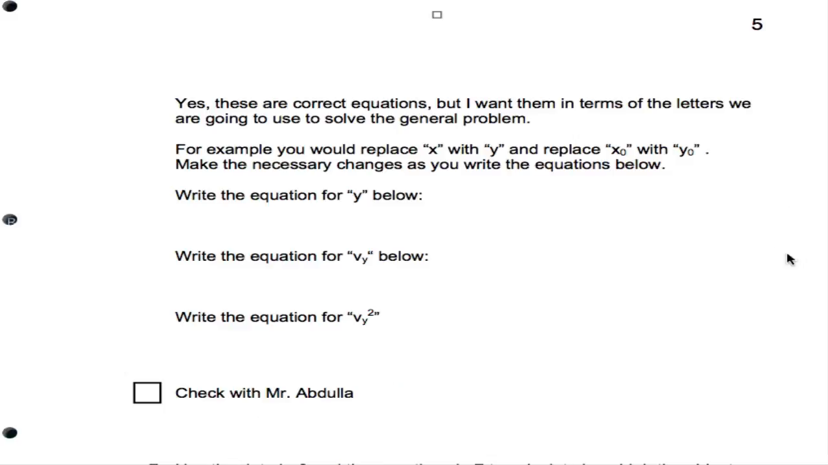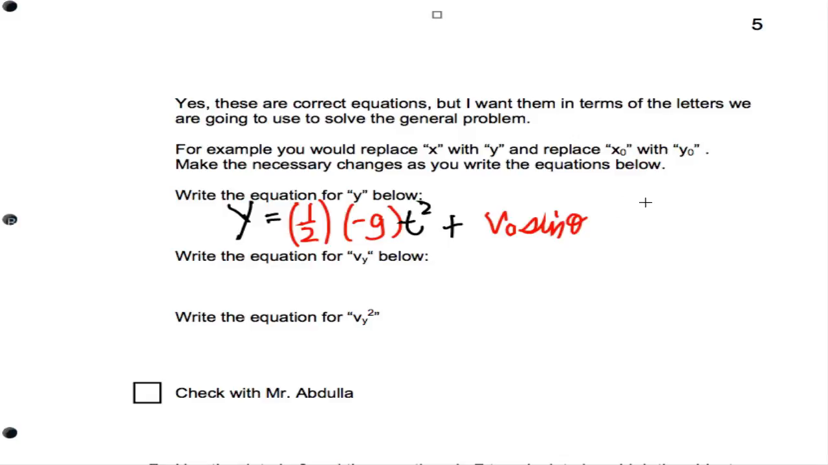Okay, so with the y equation, I'm going to have y equals, now 1/2 is something I can put into my calculator, so I'm going to leave that as red. I know what that is. Negative g times t squared plus, now here, don't just write v naught y, write it as v naught sine theta times t plus y naught, which is 0.